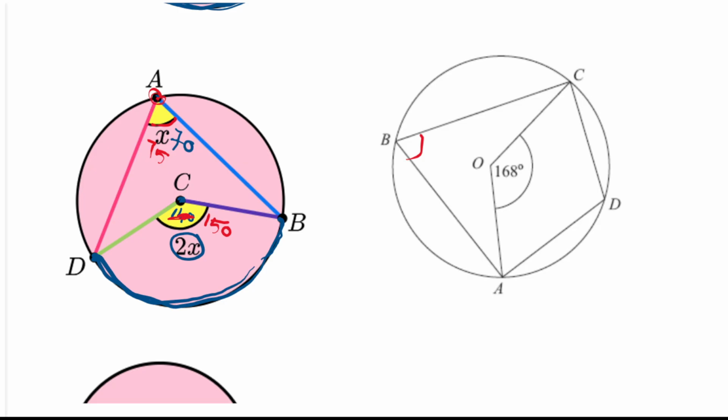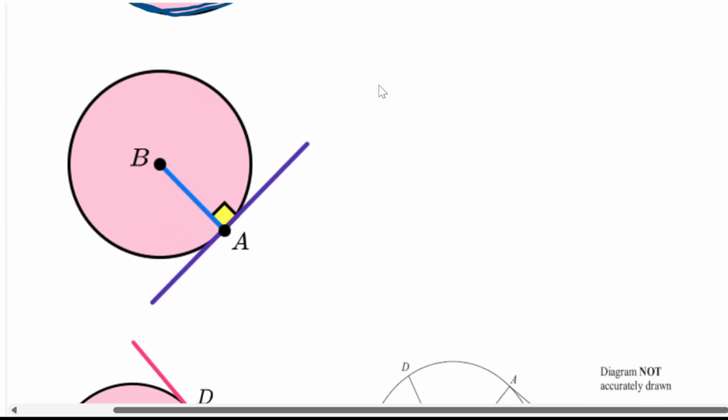We have another question on the same example. So if they ask you to find x here, this is a central angle 168 and this is a circumference angle, so it's half of 168. Half of 160 is 80, half of 8 is 4, so the answer is just 84. Ta-da! Finished. Now let's look at the next one.